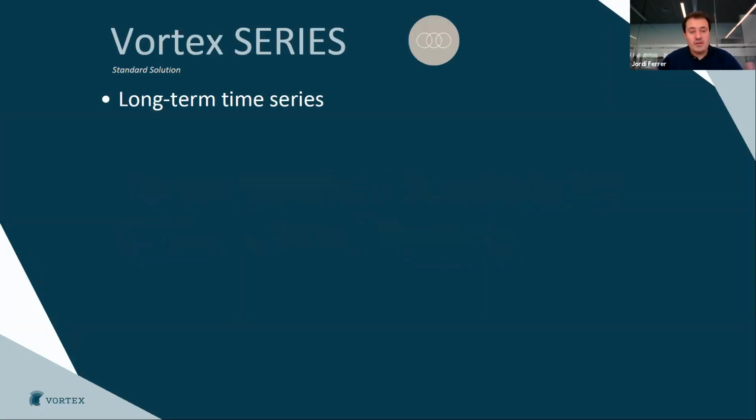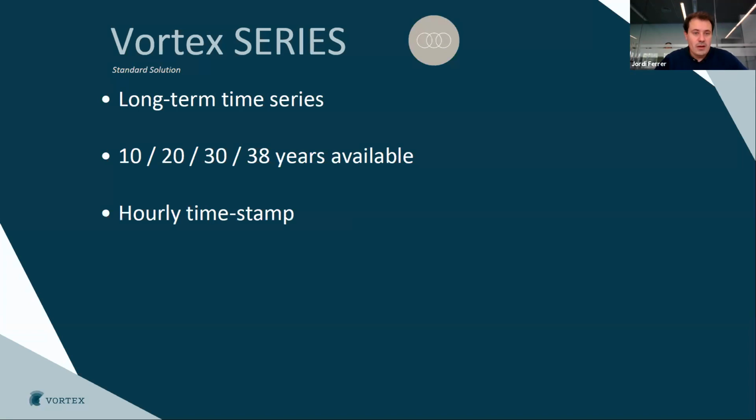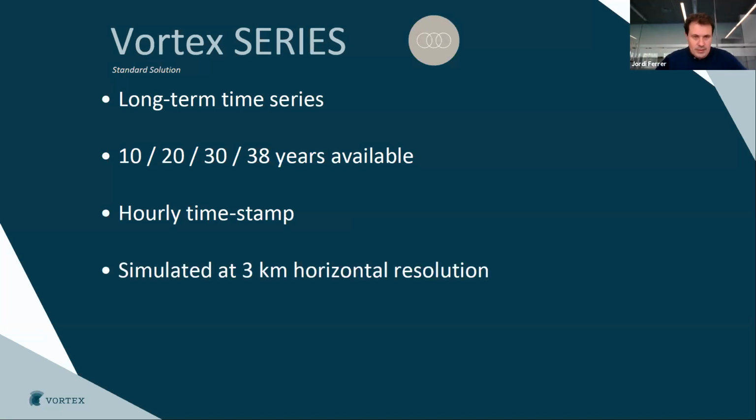Okay. The first one that we will talk about is Vortex time series. Okay. Vortex time series is a long-term time series, and its main purpose is to correct the long term of your measurements. And we are able to provide you 10, 20, 30, 38 years of data. And the timestamp of those data sets is hourly. Okay, that's very important. And the final resolution of these data sets is 3-kilometer resolution.